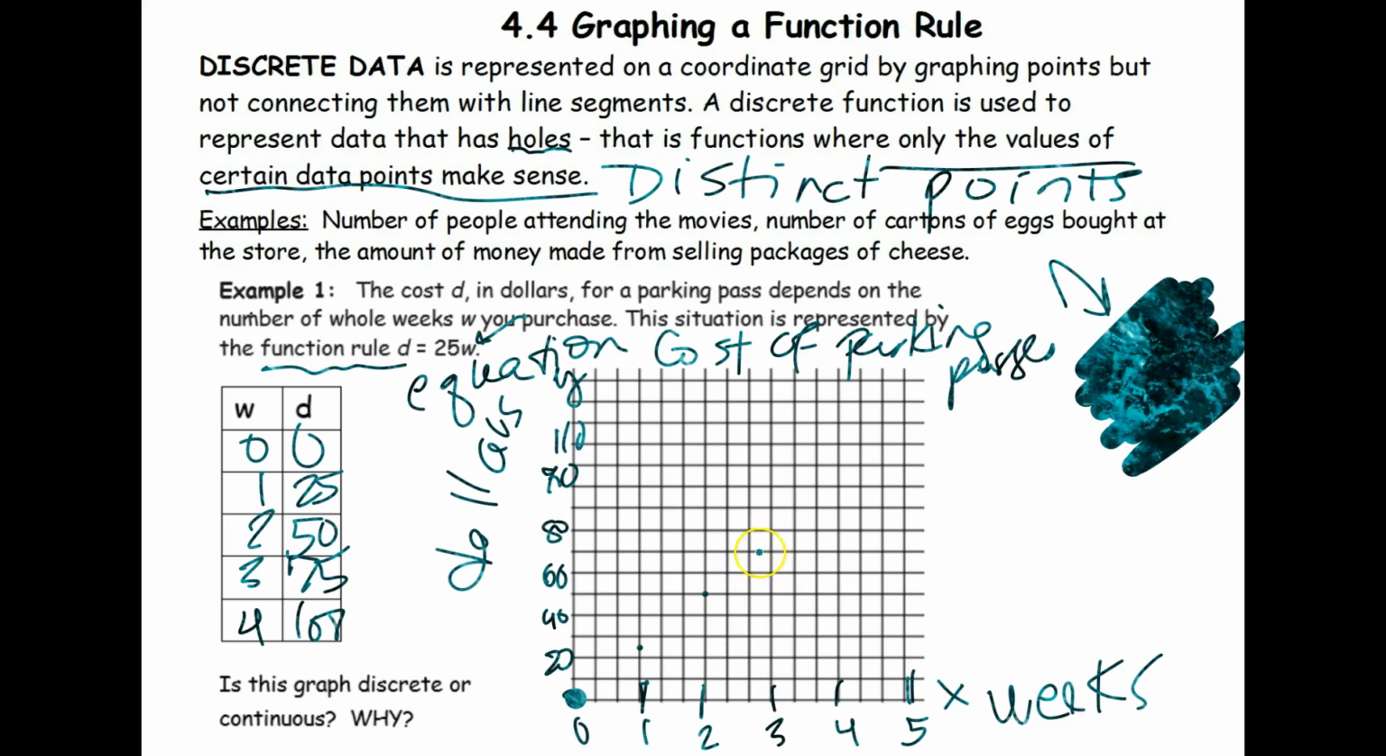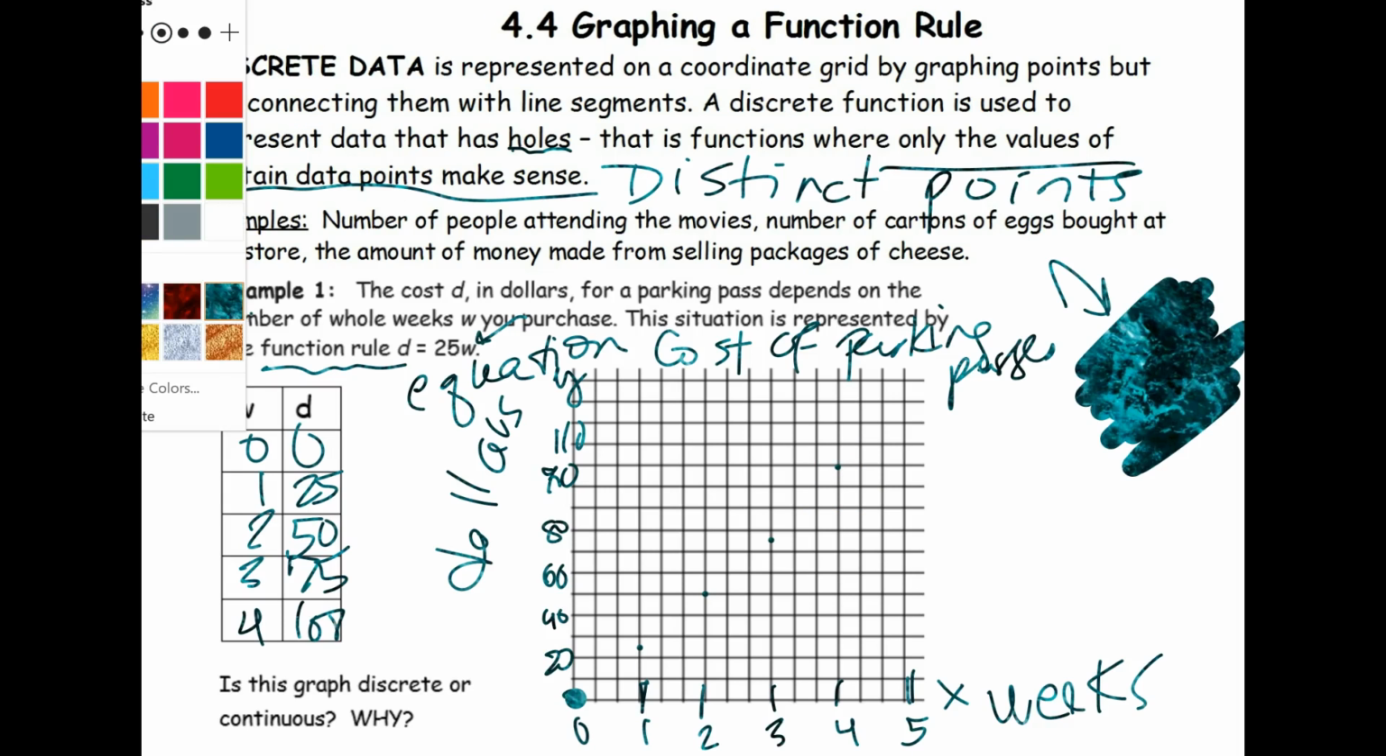3, 75. Hold up. Where's 75? Okay, that's 70, and this is 75. We'll call this dot Little Mariah. Look at little Mariah. All right, and then for 4, 100. Is that 100? That's 110, Mr. Odell. This is 100 right here. Let's end with a big bang.